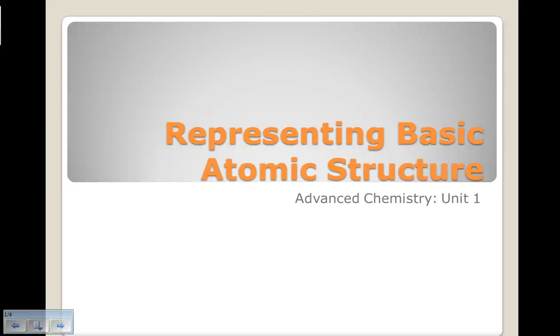We're going to do a little review of basic atomic structure, ways in which we represent it, things like atomic number, mass number, what these terms mean. We're also going to take a look at how we represent processes such as radioactive decay. We're going to talk about alpha emission, beta emission, and something called gamma radiation. And again, we're going to talk about the ways in which we represent these processes.